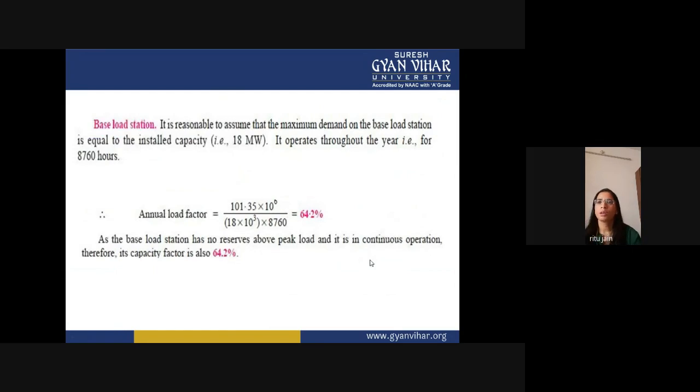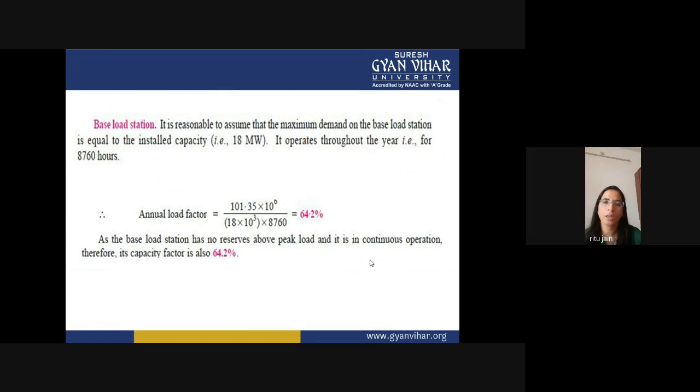Now we come to the base load station. So it is reasonable to assume that the maximum demand on the base load station is equal to the installed capacity, which is your 18 megawatt, because it will continuously supply the load, which is 18 megawatt. So it operates throughout the year for 8760 hours.